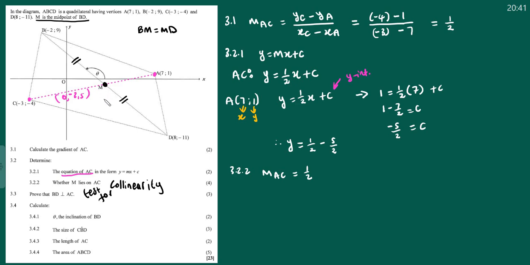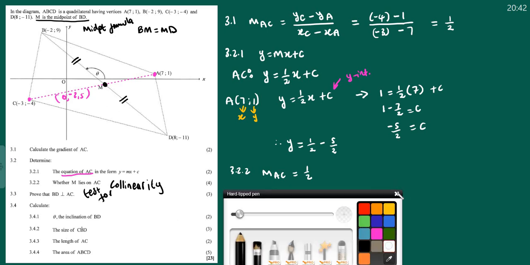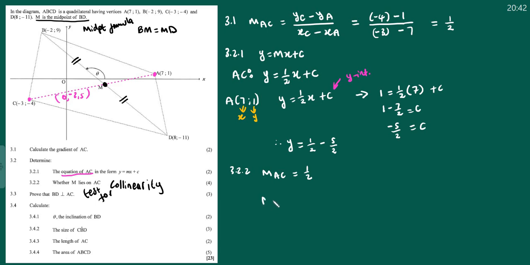We don't have them yet. But we were told that M is a midpoint. That reminds us of the midpoint formula. So we can use the midpoint formula to get the coordinates of M. Since M is the midpoint of BD, I can say x of B plus x of D over 2, and then y of B plus y of D over 2.